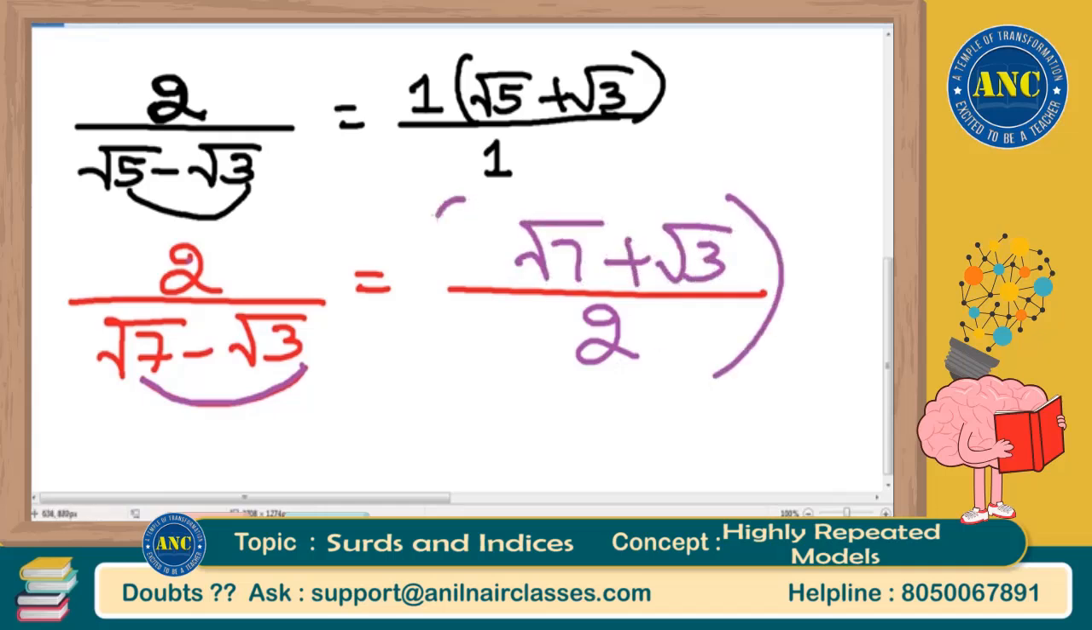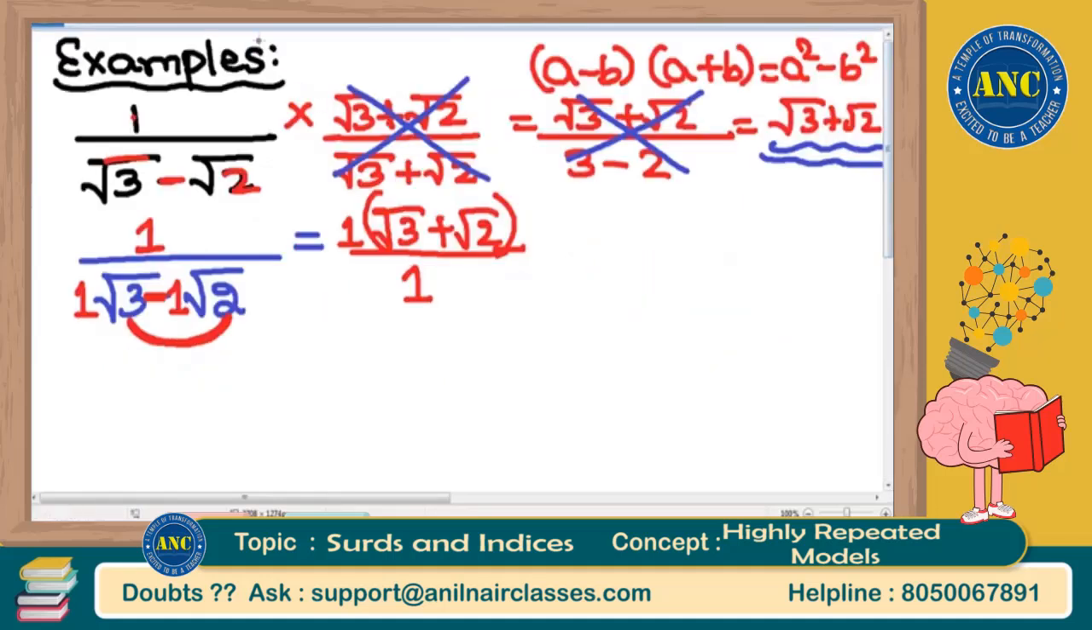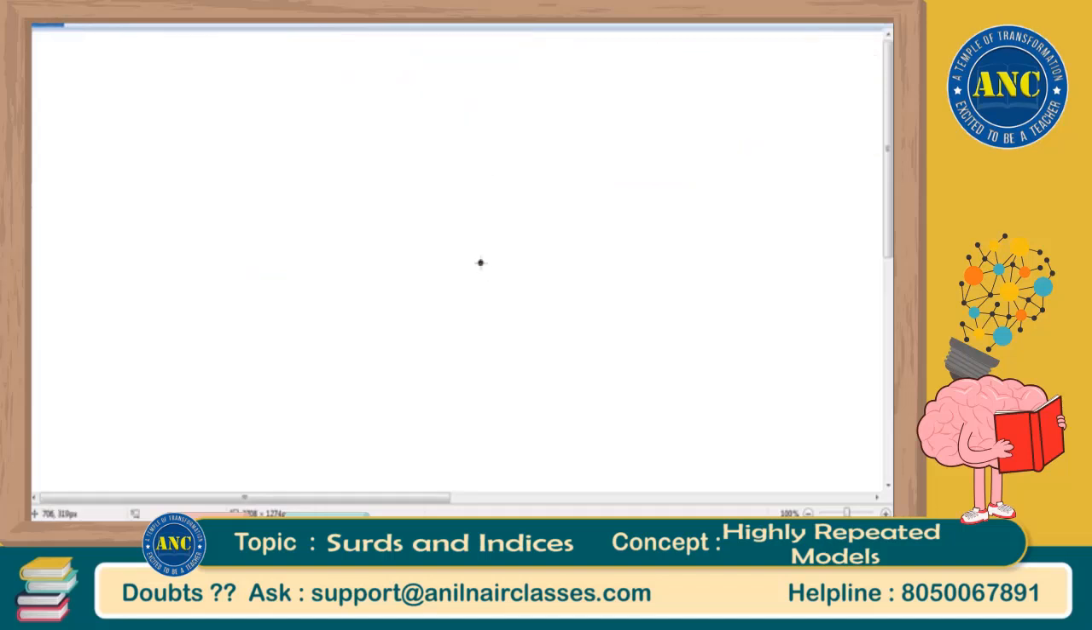Now, this is the concept of rationalizing the denominator. This is one of the concepts we learnt to solve our problems very easily and fast. Another concept we have learnt is finding the square root of a surd, right?